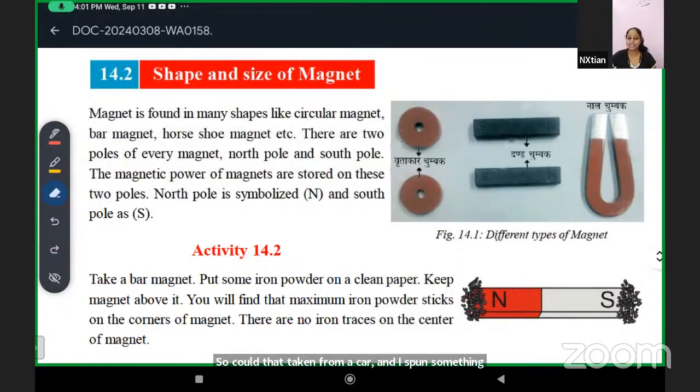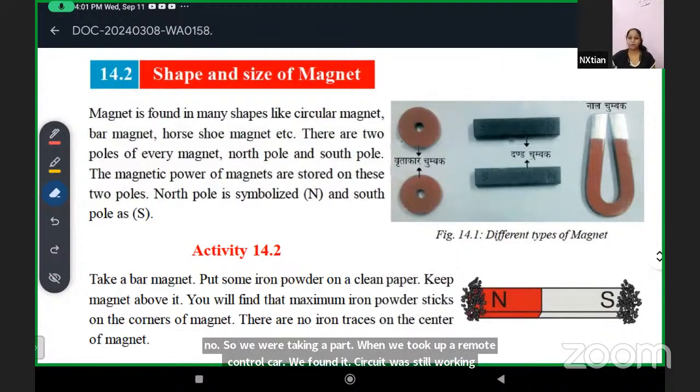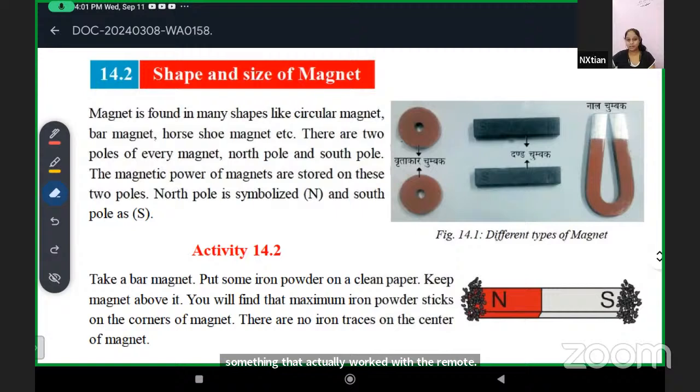Then you did what? What did you say at the end? Then we were taking apart stuff, and when we took apart a remote control car, we found its circuit was still working. So out of that car, my friend and I made something that actually works with the remote. It spins. Okay, that is nice.